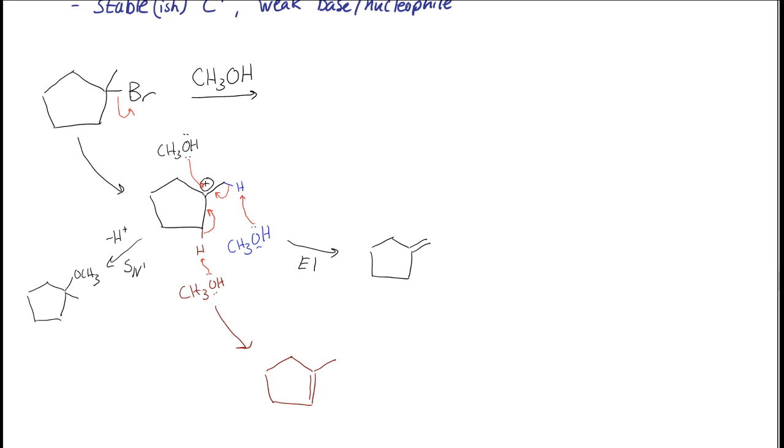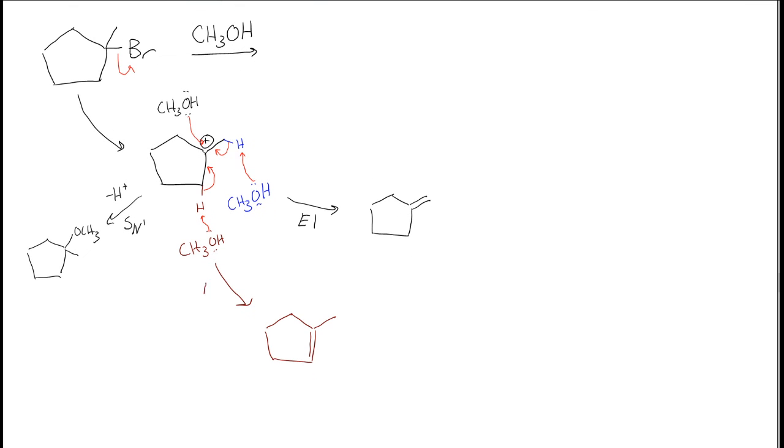So if we actually did this reaction physically, we would expect to see a mixture of all those three products. The bottom one here is the favored elimination product between those two. But between the elimination and the substitution, there isn't really a favored product in this particular reaction.